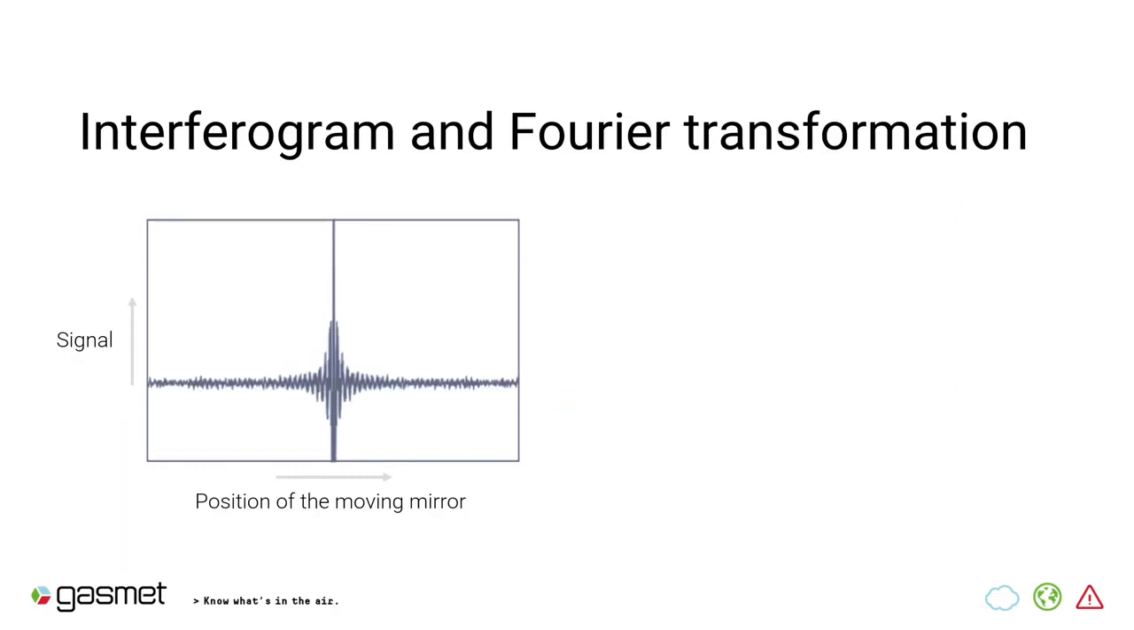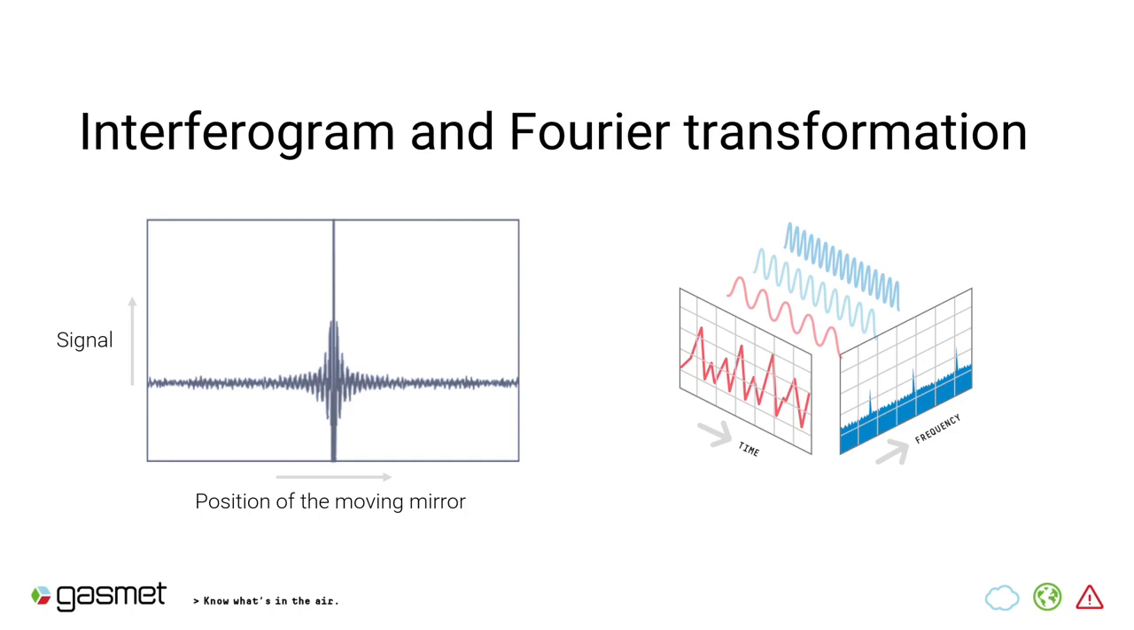So, in FTIR measurements, this recombined wave goes into the detector, and we get a signal called an interferogram. This is the signal as a function of the position of the moving mirror. The cool thing here is that because all wavelengths were measured at the same time, all of these data points have information on each of the wavelengths. So now we get to the Fourier transformation.